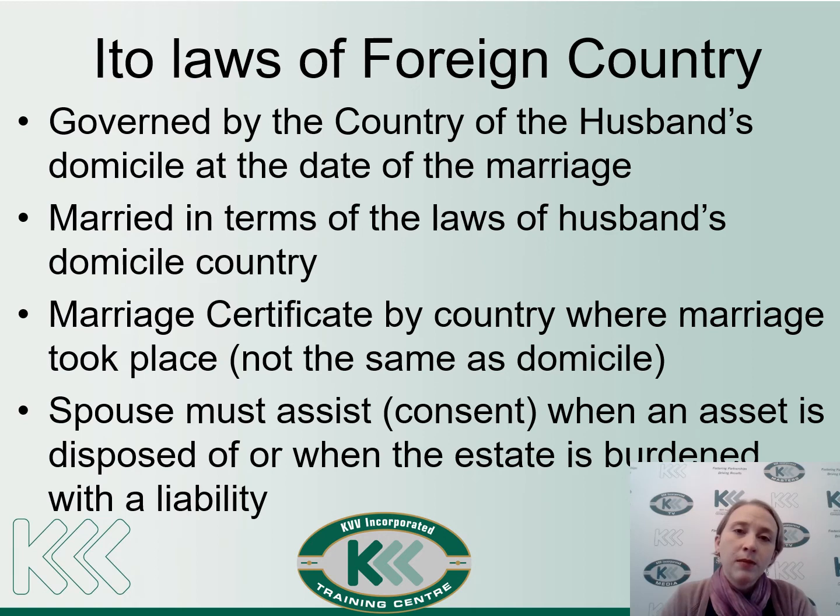If a spouse is married in terms of the laws of a foreign country, then that spouse can still act on their own. So they can buy or sell on their own, but they will have to have the consent of the spouse if they are burdening the estate with a liability or if they are disposing of an asset. In other words, if, for instance, in our example, the property is registered in the name of the husband who was domiciled in Britain at the date of the marriage, and he wants to sell the property, he will be the only seller in the documents. He will sign the contract on his own, but he will have to be assisted by the spouse.